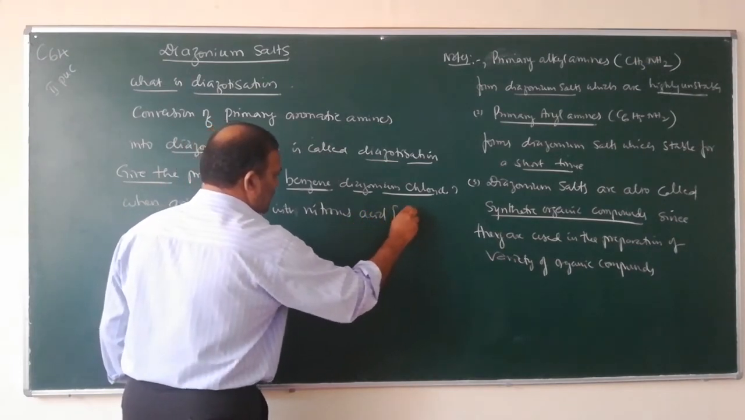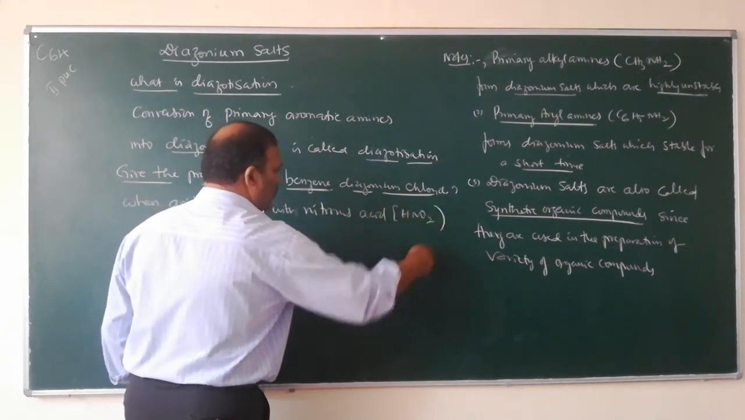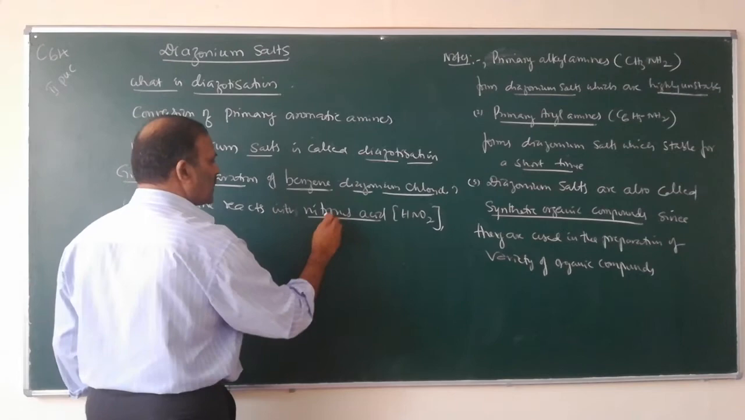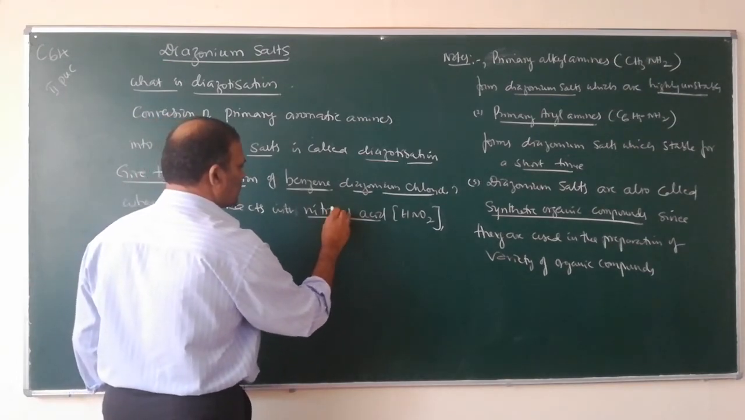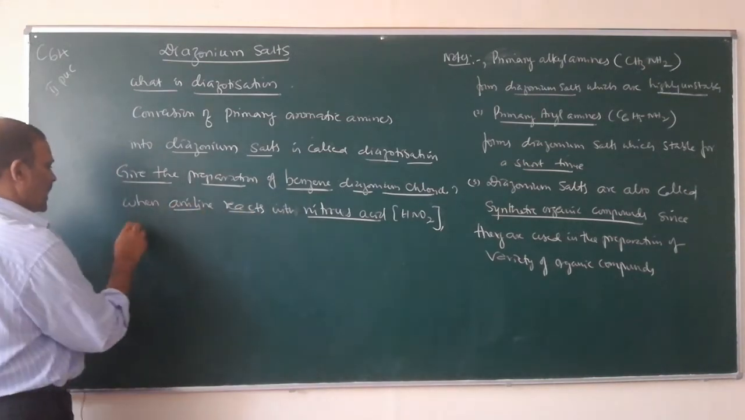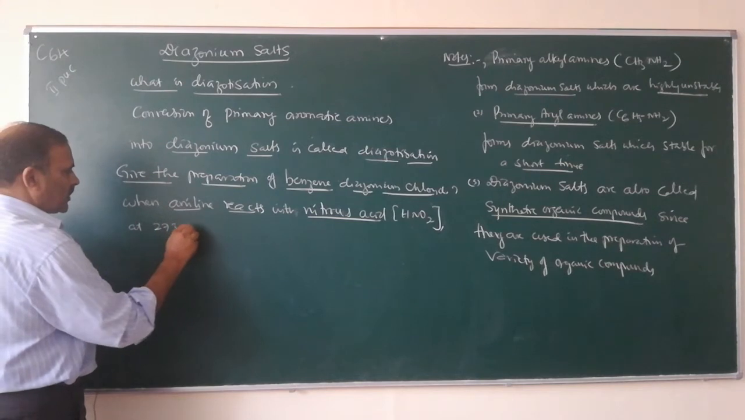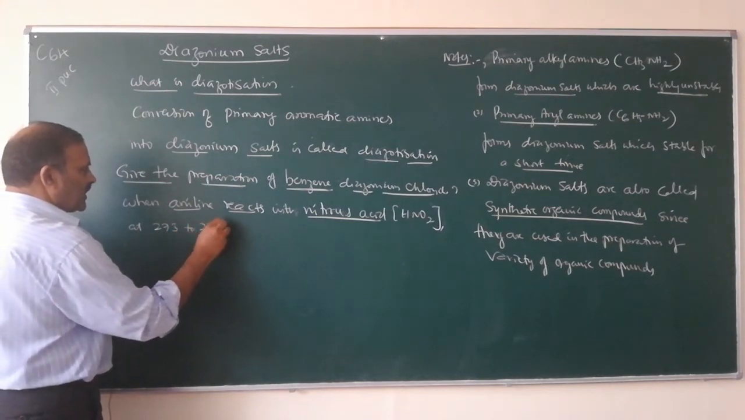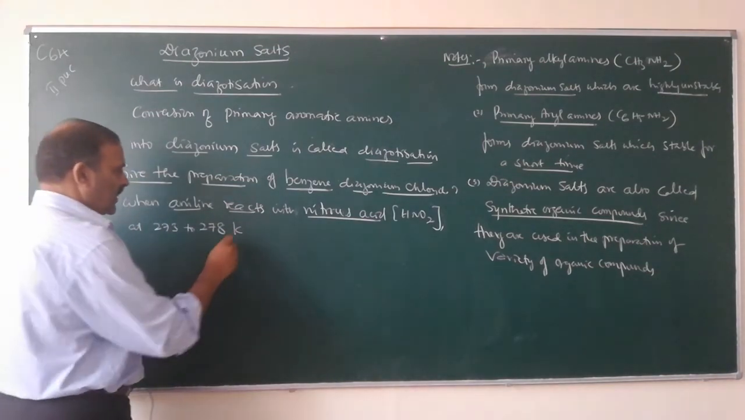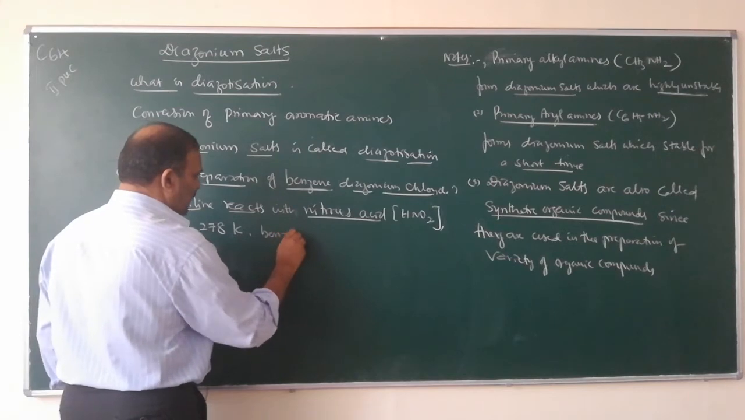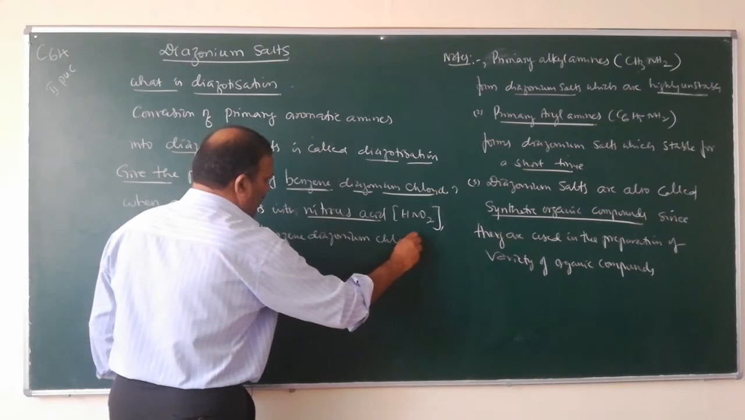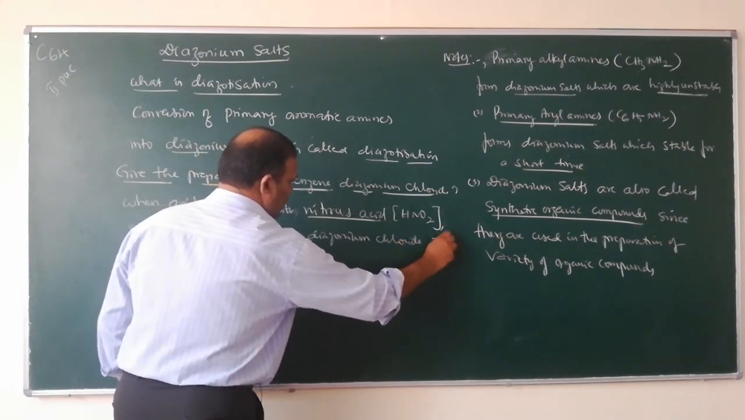What is the formula of nitrous acid? HNO2. HNO3 is called nitric acid. HNO2 is called nitrous, T-R-O-U-S, nitrous acid. When aniline reacts with nitrous acid at 273 to 278 Kelvin, 0 to 5 degrees centigrade, benzene diazonium chloride is obtained.